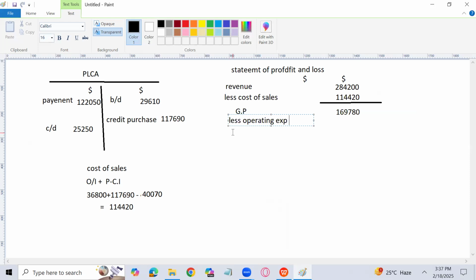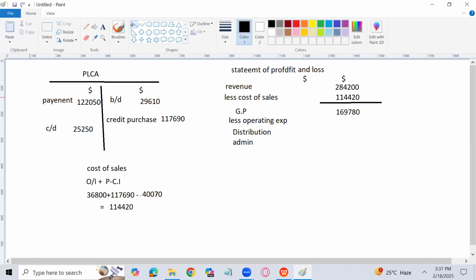There are two expenses which come in operating expenses in a company: distribution cost and admin cost. This is the way we prepare the income statement or statement of profit and loss regarding company accounts. So distribution cost and admin cost. These are the expenses. Distribution cost means selling expense, and admin cost means office expenses. You can think like that also.